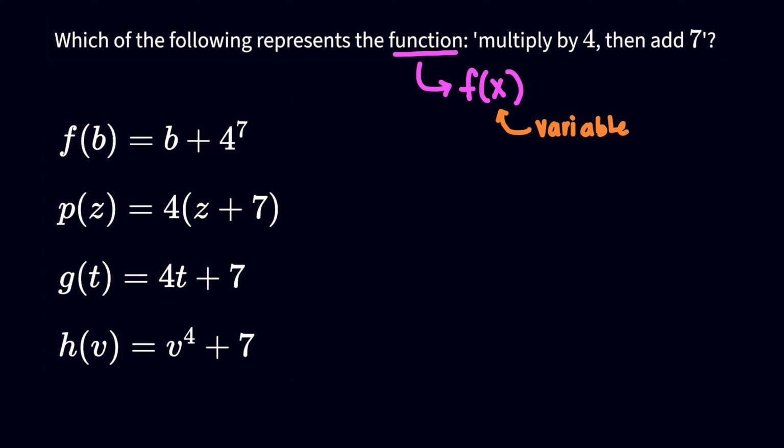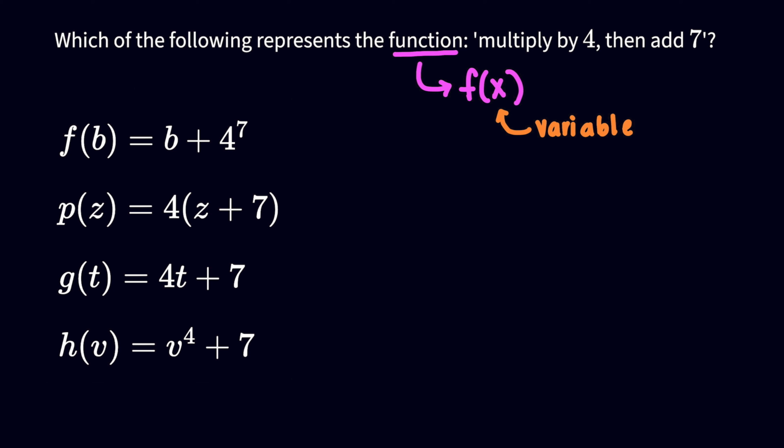Now, if we just do a quick look at our answer choices, we have many different function names. f of b, p of z, g of t, h of v, where f, p, g, and h are the names of the function, and the variables that we're using are b, z, t, and v. And notice how if I'm calling it a variable b, b is on the other side. z is on the other side, etc., etc.